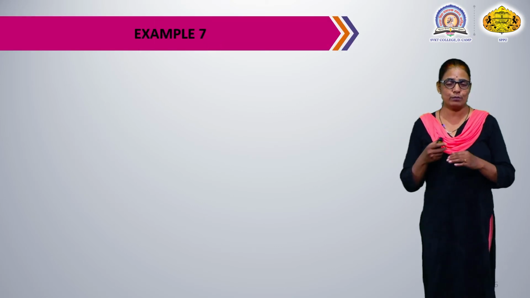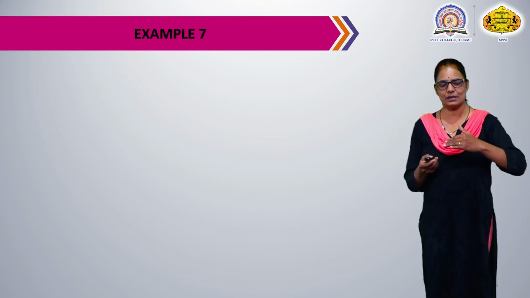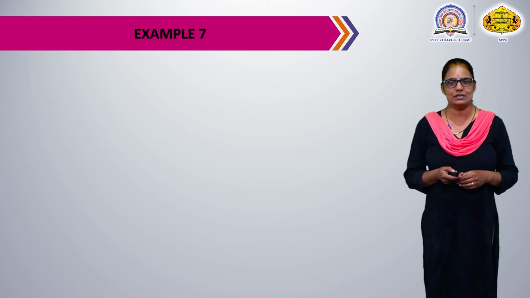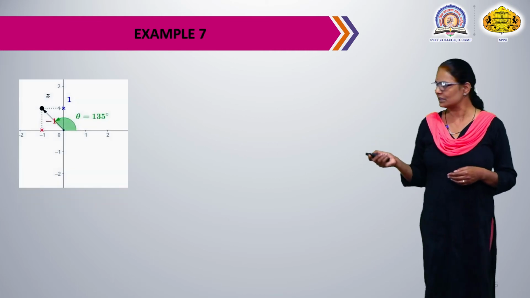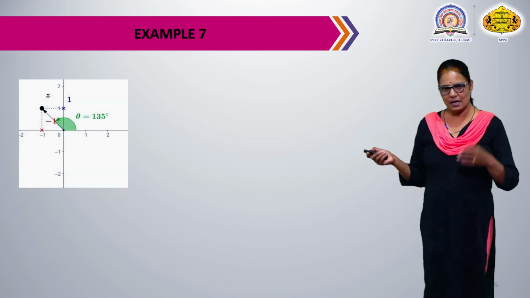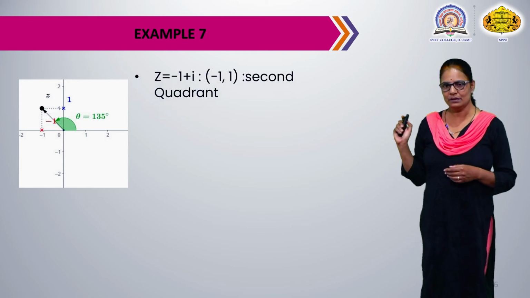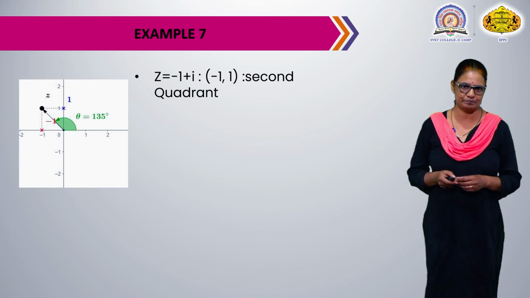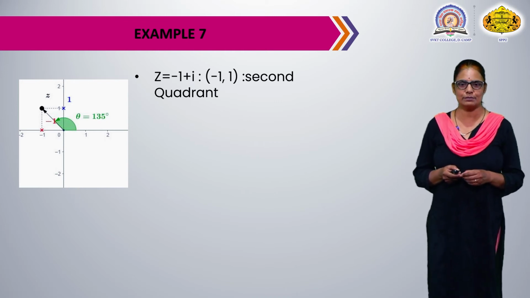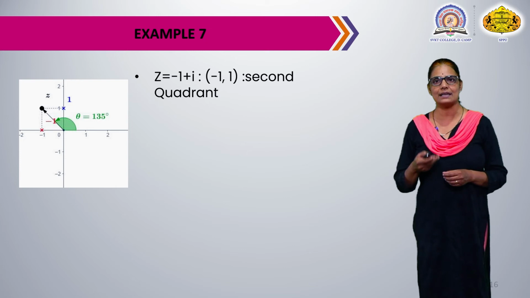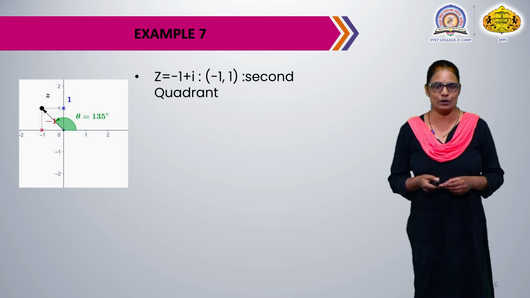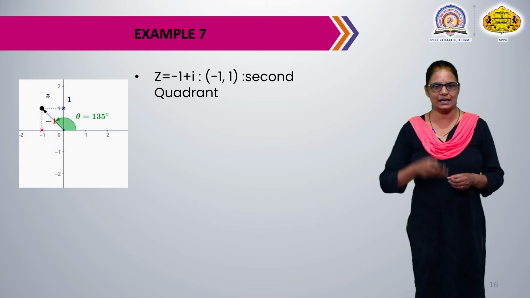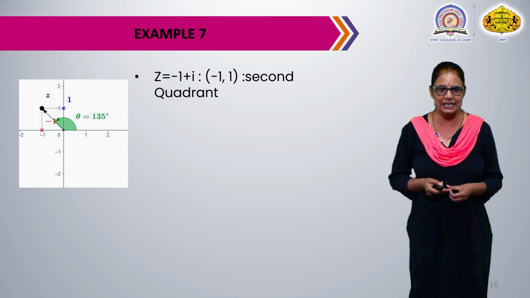Now if the point is in either the first or the fourth quadrant, it is easy to find the principal argument. So now, the next example: suppose the point is in another quadrant. I have to first put the diagram here. So consider z equals minus 1 plus i. The corresponding point is (minus 1, 1), which is in the second quadrant. It is easy to draw the point. See in the diagram, the radius vector lies in the second quadrant.